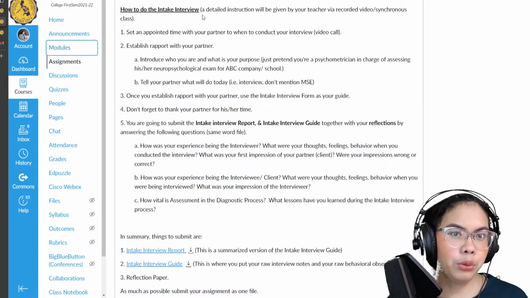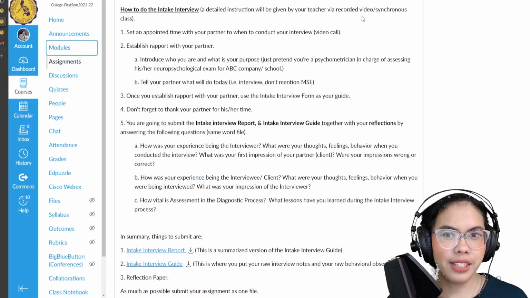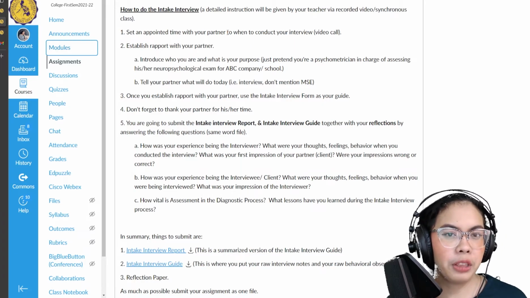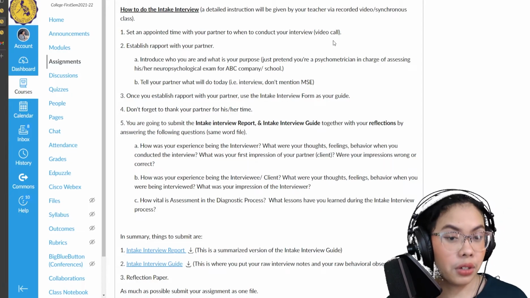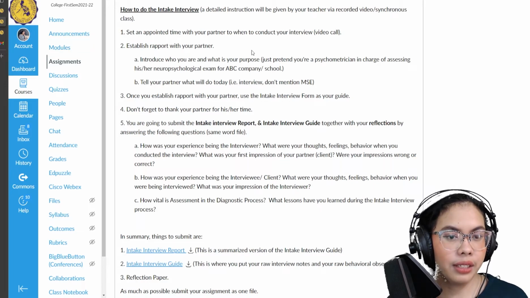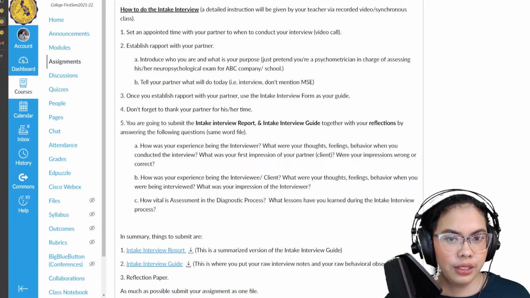Okay, so how to do the intake interview. What I'm doing right now is the detailed instruction. Number 1, set an appointment with your partner for when to conduct your interview. Syempre, kay online, hindi kita makapag face-to-face interview, so via video call lang anay. Second is establish rapport with your partner. Sa establishment of rapport, ida siya sa number 1 sa aton nga slide, which is ang reason for referral.